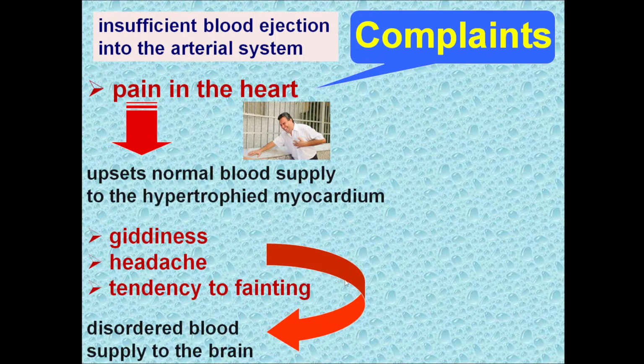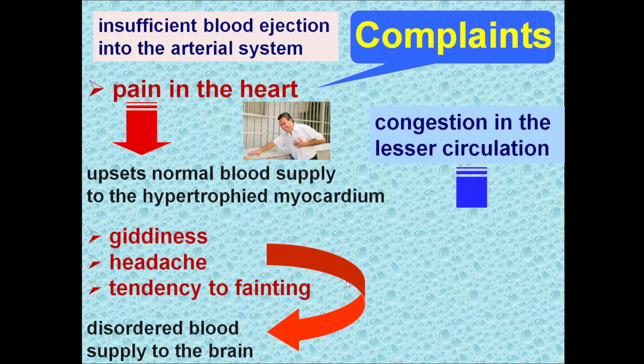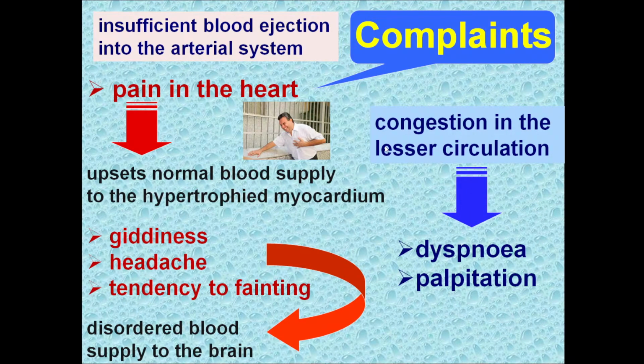And then there will be signs which appear due to congestion of blood in the pulmonary circulation: dyspnea, palpitation, then cough and hemoptysis, depending on progression of the disease. Two groups of complaints: first of all, those due to insufficient blood ejection into the arterial system, and others due to congestion of blood in the pulmonary circulation.